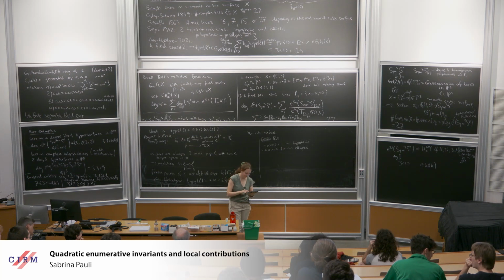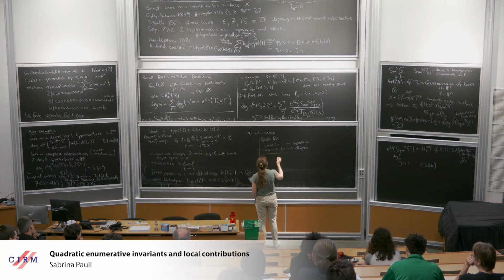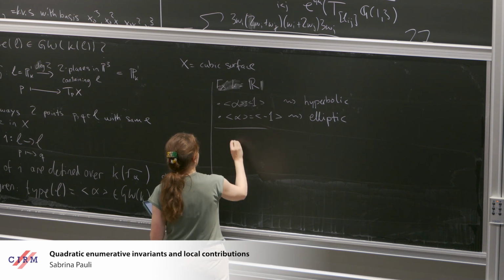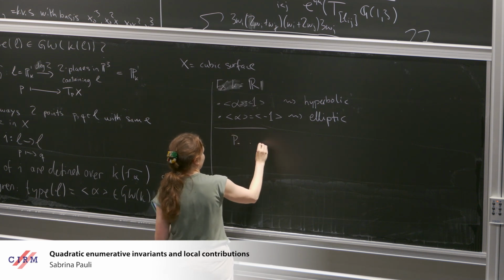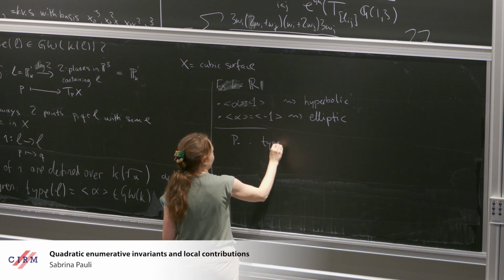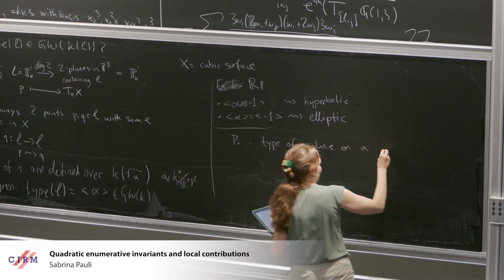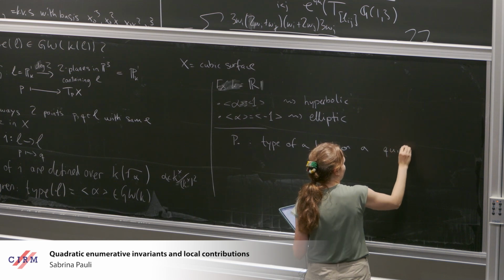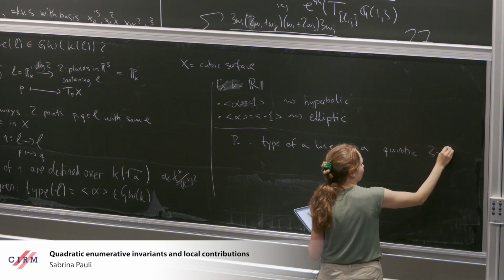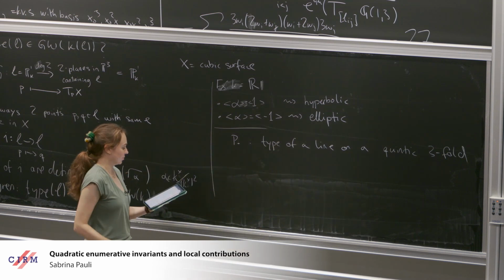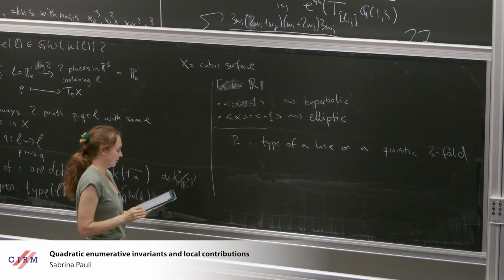Okay, good. So now my time is already almost up. So let's say, in my thesis, I generalized this to the type of a line on a quintic threefold. I did this in my thesis. I figured out what the type should be for a quintic threefold.